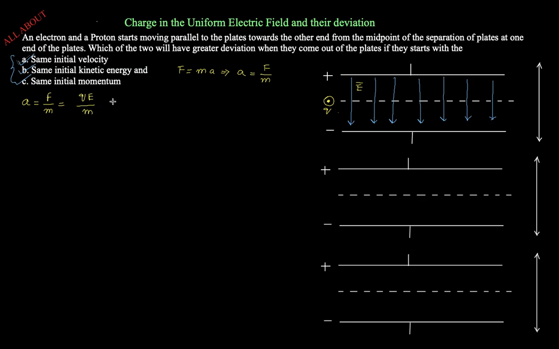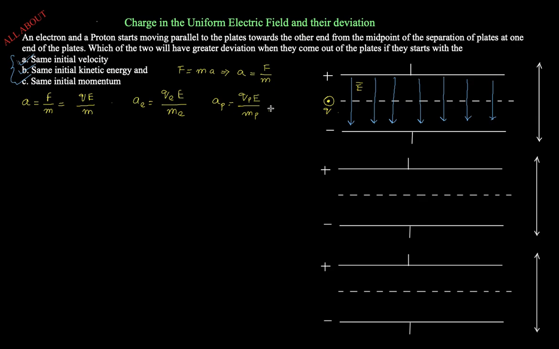Okay, you know it. Now if it is an electron, then we use the mass of the electron and the charge of the electron. That means the acceleration for the electron is qe into E by me. Like that, the acceleration for the proton becomes qp E by the mass of the proton, mp. You got it?